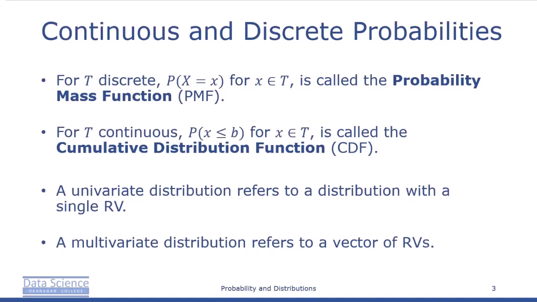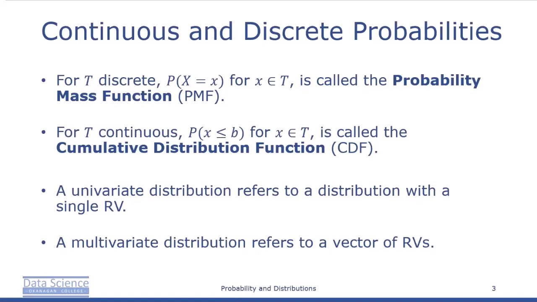When the target space T is continuous, that is, defined on the real line, it's more natural to specify the probability that a random variable X is in an interval. By convention, we specify the probability that a random variable X is less than a particular value little x, and we denote this by the probability that X is less than or equal to little x. The expression, the probability that capital X is less than or equal to little x, for a continuous random variable X is known as a cumulative distribution function.